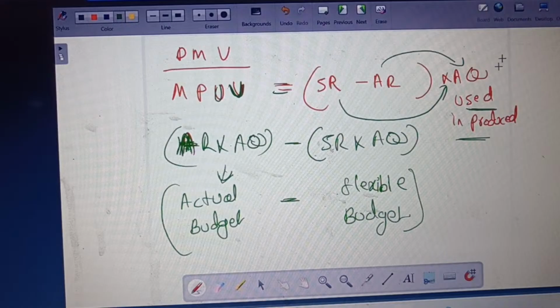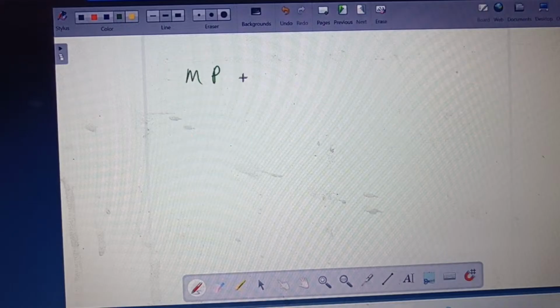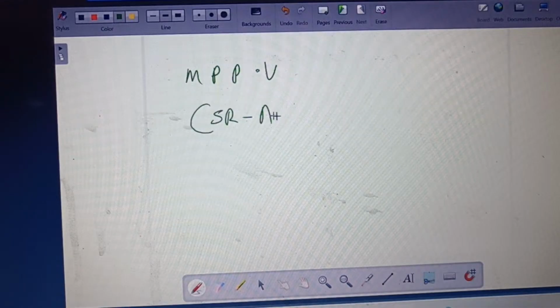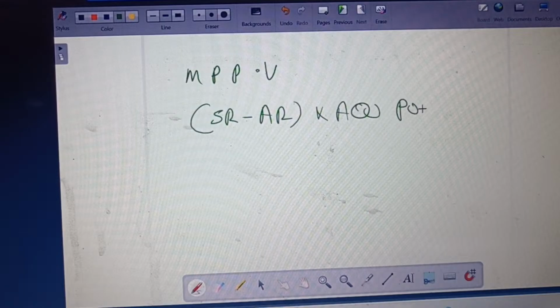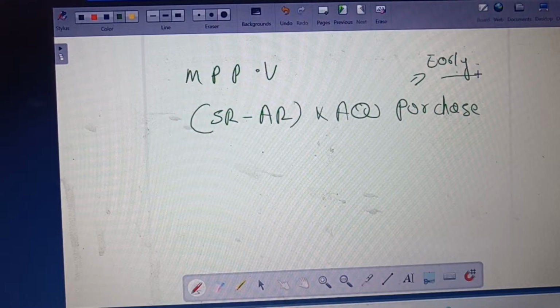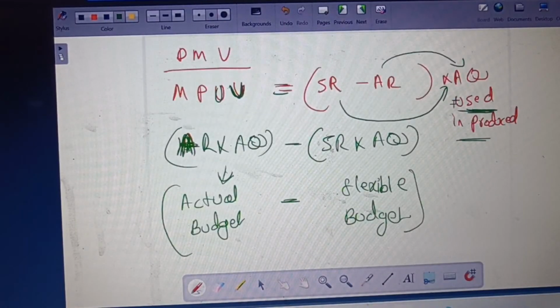Second is material purchase price variance. Obviously, it will be standard rate minus actual rate. Same formula, but the difference is actual quantity purchased instead of used. We first purchase and then we use, right? So this is the earliest cost, the early thing that happens. When we purchase any quantity at any price that is different, we find it by this variance. After that, we put it to use. That is when the previous formula comes. You're getting my point?